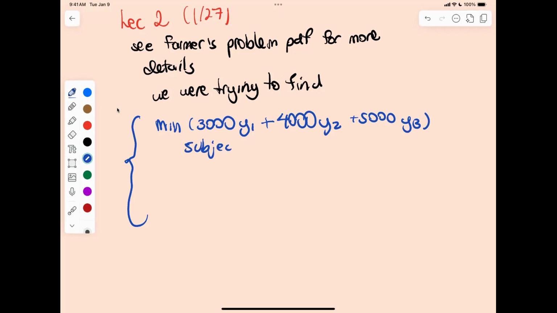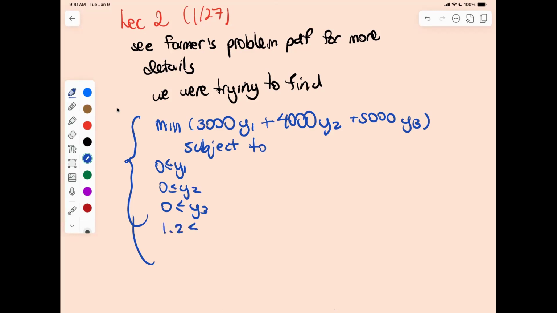subject to those inequalities. Let me write these inequalities first. You want y1 to be non-negative, y2 to be non-negative, y3 to be non-negative, and then the interesting inequalities again were that y1 plus y3 had to be at least 1.2, and y2 plus y3 had to be at least 1.7.